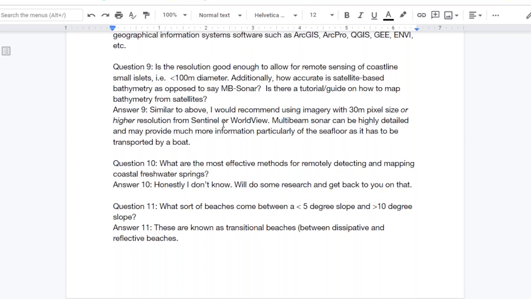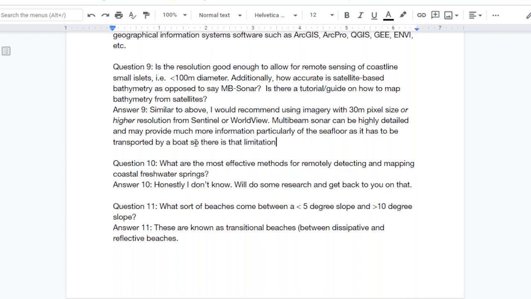And like I said there, multi-beam sonar can provide highly detailed information, not only about major seafloor features, but also more fine scale features. Usually multi-beam sonar is transported by a boat, right? So there's obviously that limitation. You can use it for the seafloor mostly.